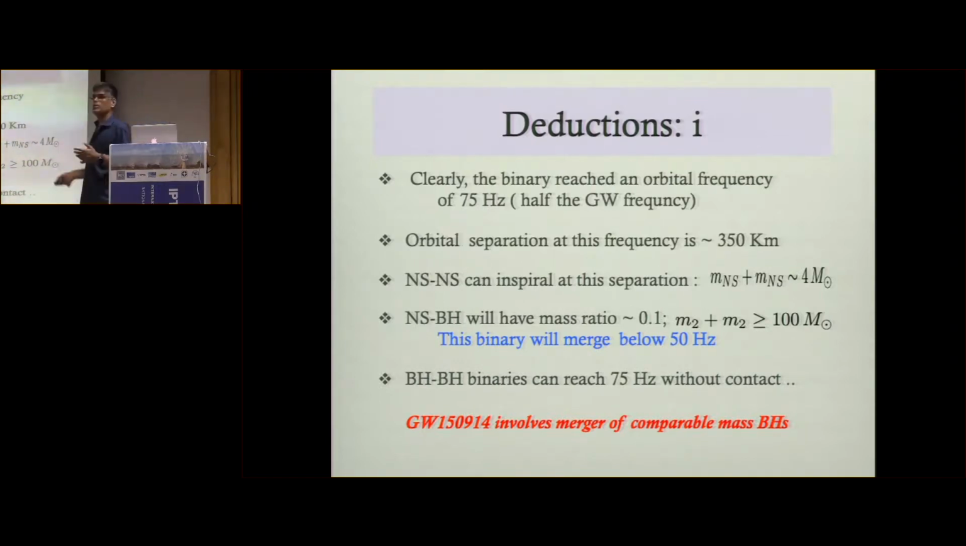But if you take such a mass ratio, it changes the value of eta, that's around 0.1. Then the total mass will be around 100 solar mass. But we have a constraint from observation of f and f dot that the total mass can't be more than 70. Therefore, we have no other option but to conclude that these are black hole binaries. It can't be neutron star binaries. It can't be a neutron star black hole binary.